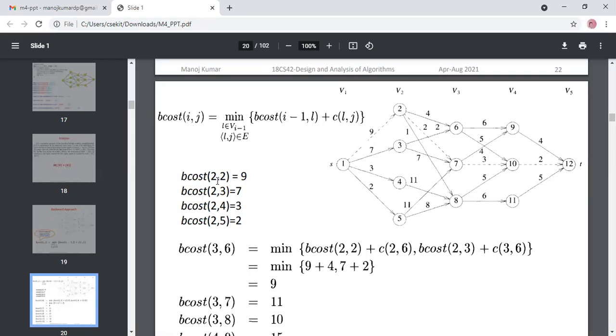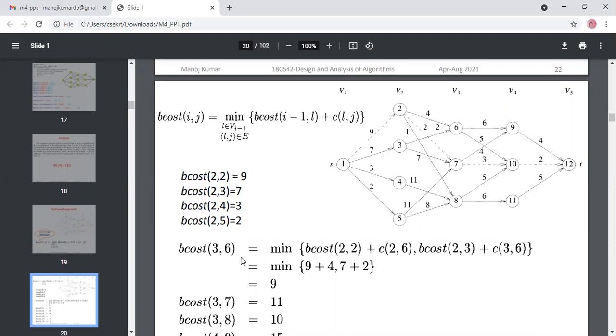Now you substitute I equals 2, j equals 3. So cost of 1 to 3. So 1 to 3, what is the path? It is 7. Now you come for 2 comma 4. So what is the I value? 1 comma 4. From 1 to 4 it is 3. Now you come for 2 comma 5. So 2 comma 5, we have taken 1 comma 5. 1 to 5 the path is 2.